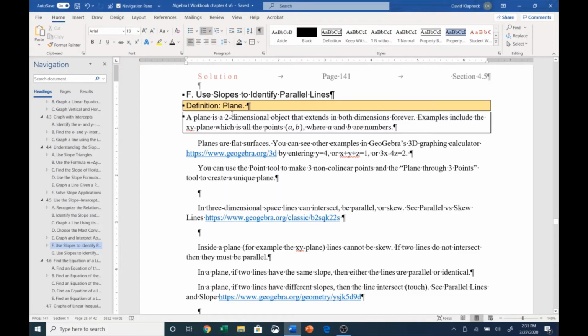First, a little background on geometry. The definition of a plane is that it is a two-dimensional object that extends in both directions forever. Examples include the xy plane, which is all the points a, b, where a and b are just numbers. Planes are flat surfaces, and you can see other examples in GeoGebra's 3D graphing calculator by entering y equals 4, or x plus y plus z equals 1, or entering the plane 3x minus 4z equals 2. I want you to go to GeoGebra and enter one or all of those.